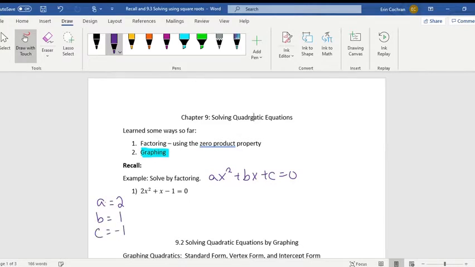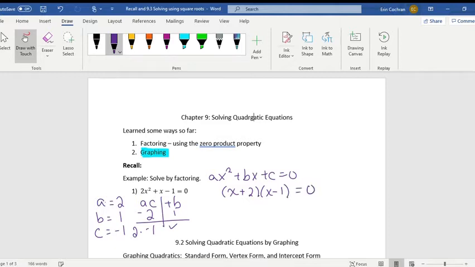Okay, and then we did our A times C. So 2 times negative 1 is negative 2. And we're going to list the factors of negative 2 that add to B, which is 1. So what times what is negative 2 that adds to be 1? And I'm going to say 2 and a negative 1. So these are our factors we're going to use, and they go inside our parentheses. So x plus 2, x minus 1.